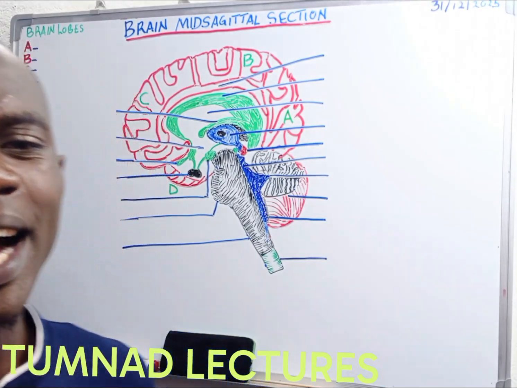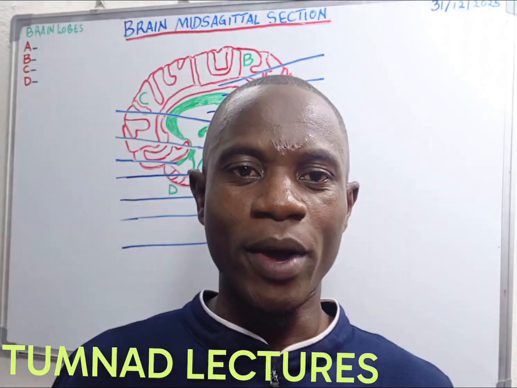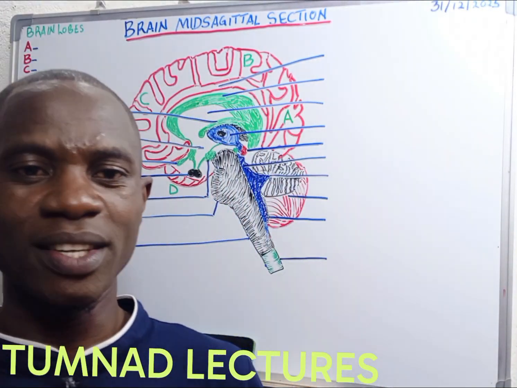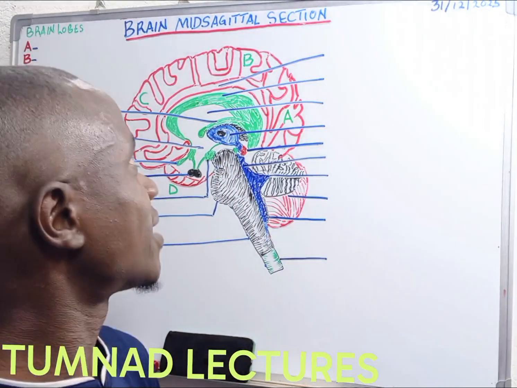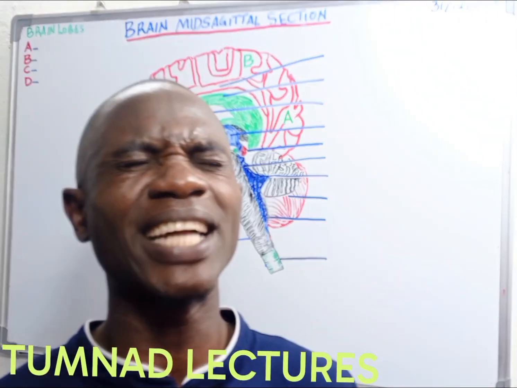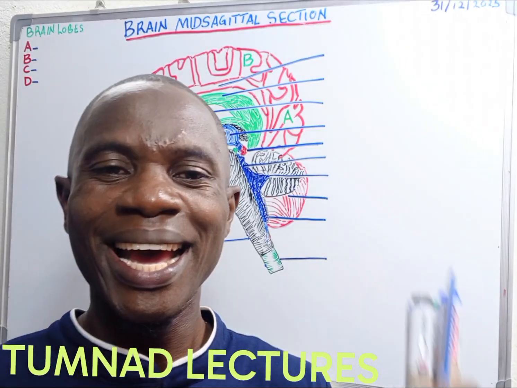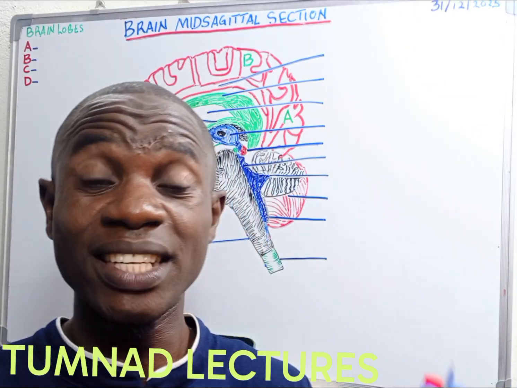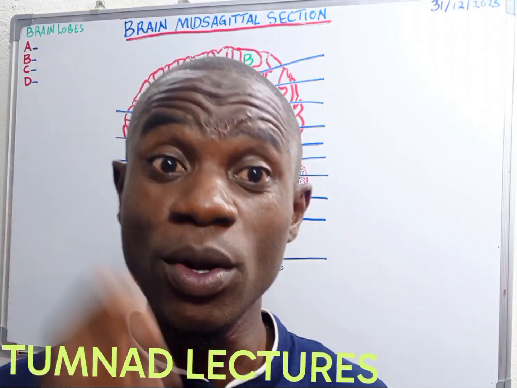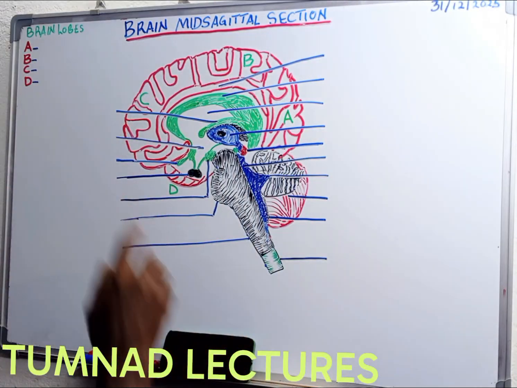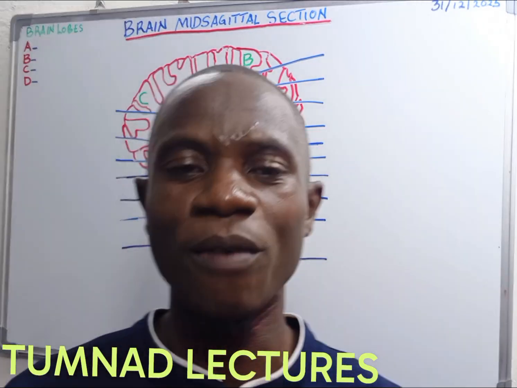to have been achieved. My name is Tumnad, and in today's lecture we are going to be focusing on what we call the brain mid-sagittal section. We are going to be looking at all those structures that can be seen if you cut the brain into two hemispheres and you look at it from the middle side. That's what we call the mid-sagittal section of the brain.